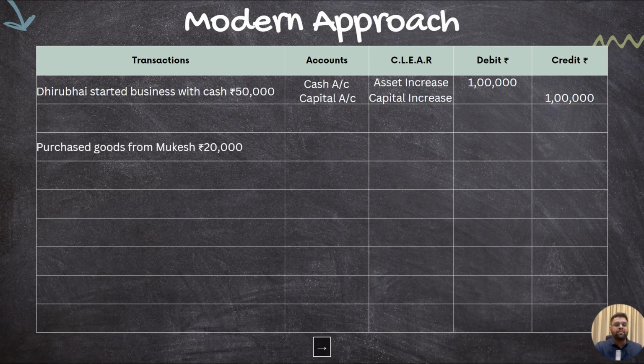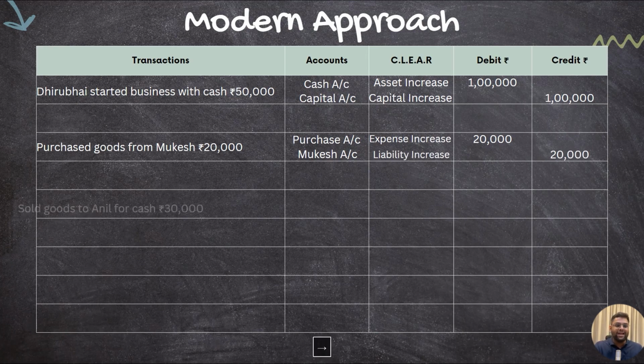Second, purchase goods from Mukesh rupees 20,000. The two relevant accounts here are purchase account and Mukesh account. Purchase is an expense. So when you purchase goods, expense increase is debit. Likewise, Mukesh is a liability because this is a credit transaction. The business owes Mukesh 20,000. So, liability increase is credit.